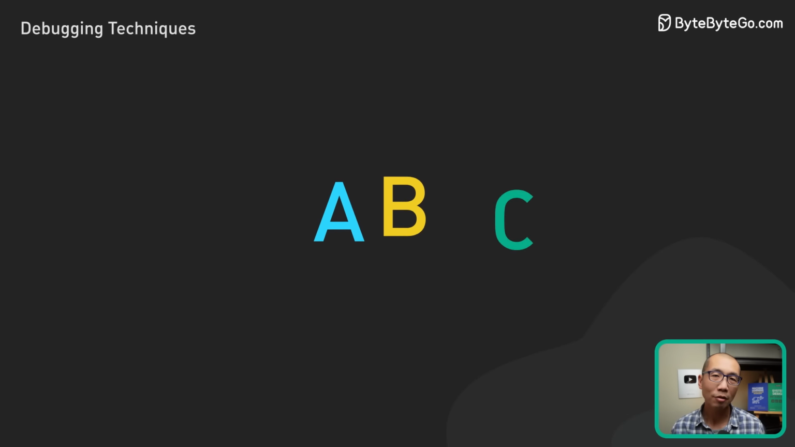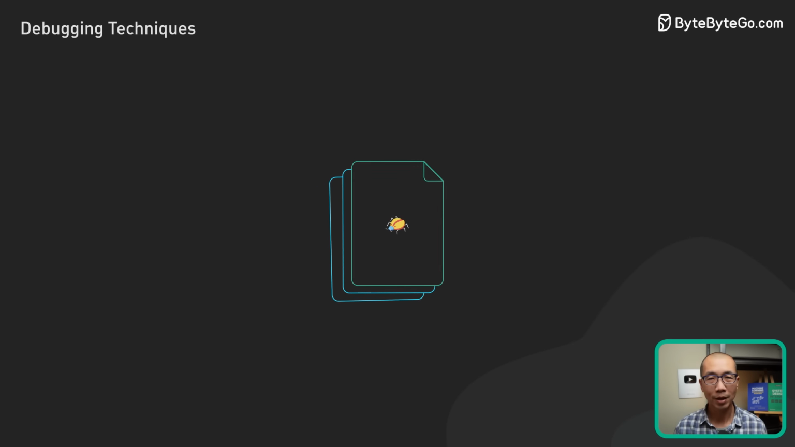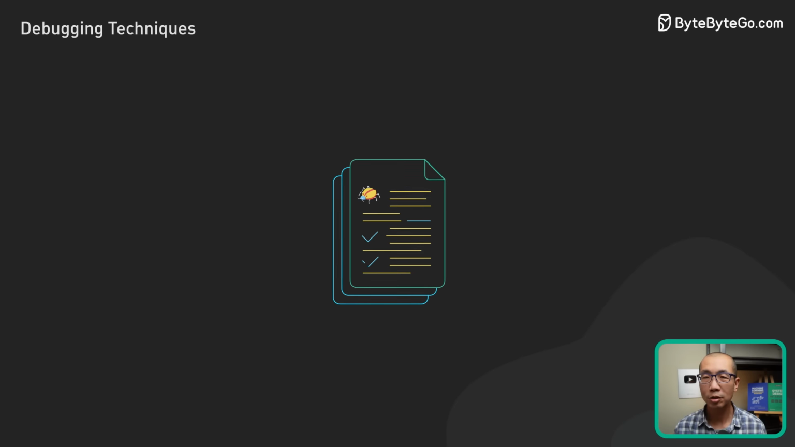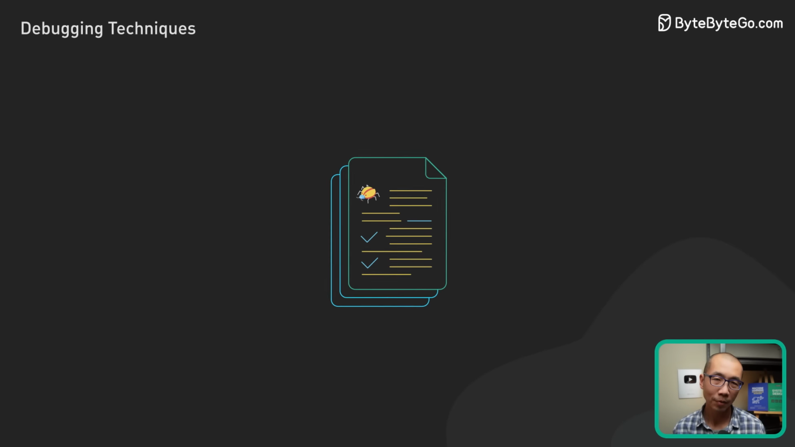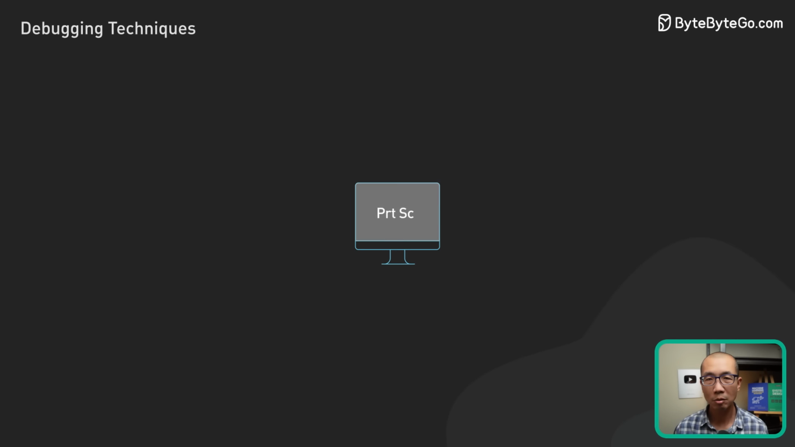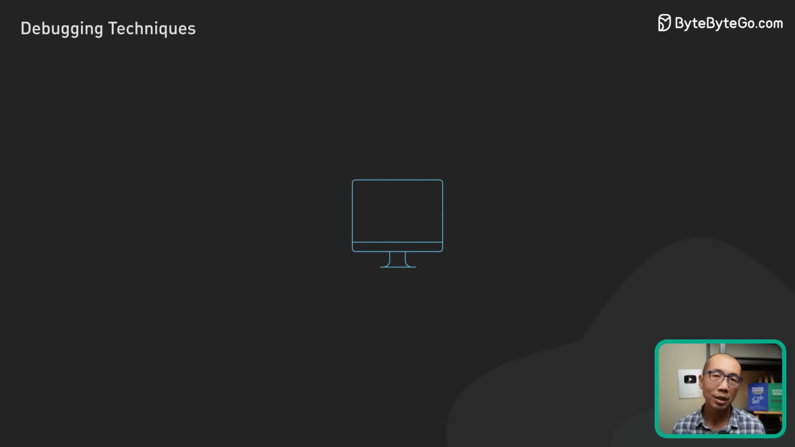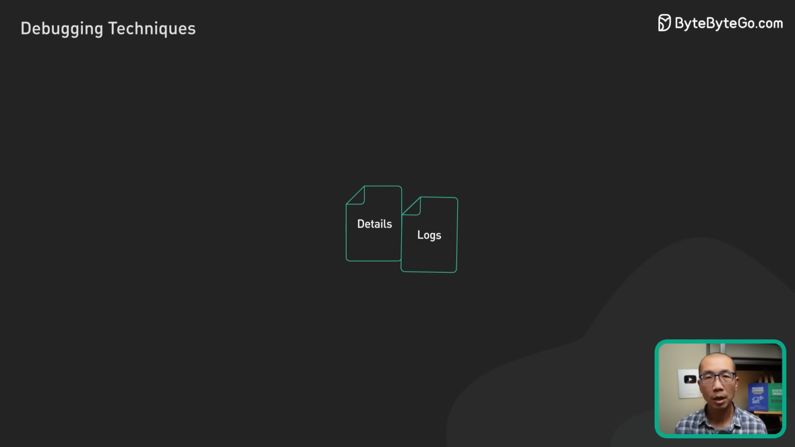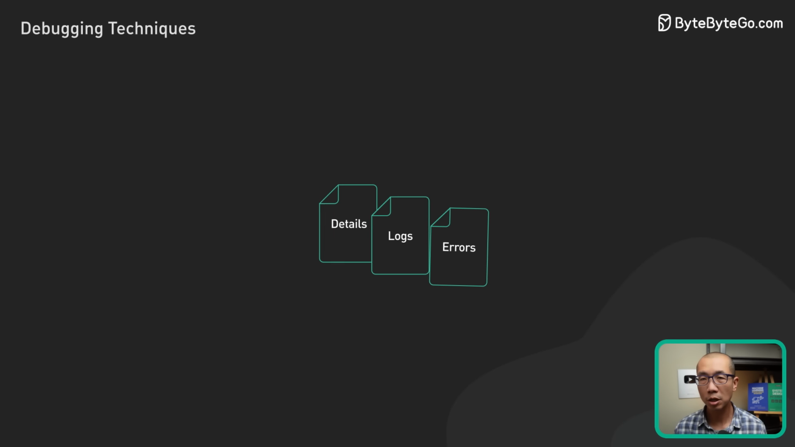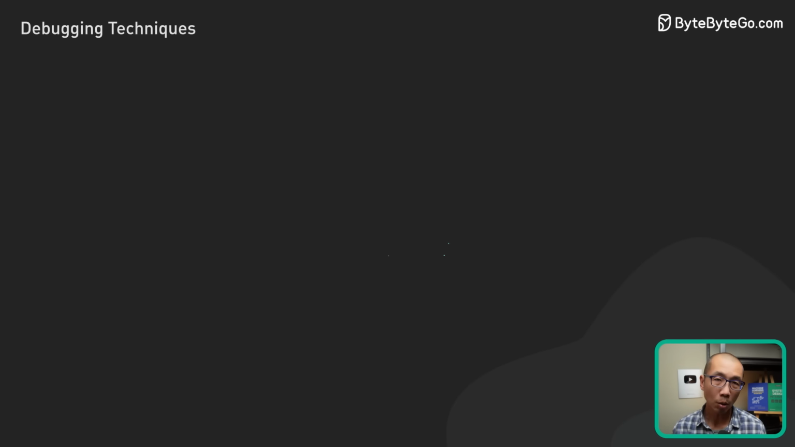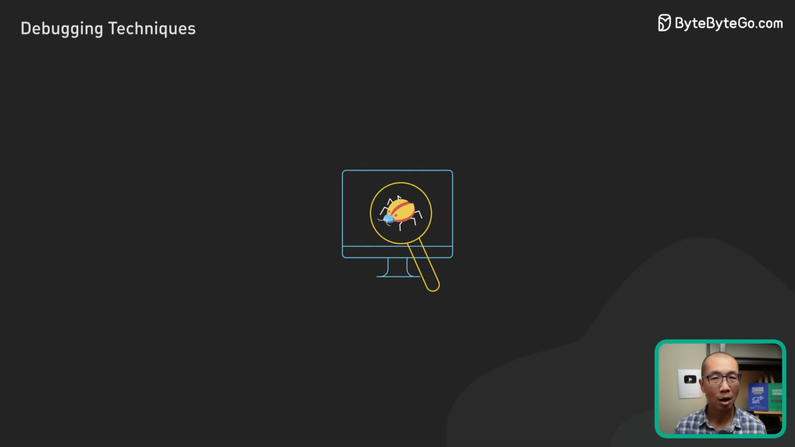Now let's start by covering the basics. When we receive a bug report from a customer, it's important to gather as much information about it as possible. Request a screenshot or a screen recording from the customer if possible. Additionally, collect detailed steps to reproduce the issue and gather all relevant logs, including any error messages associated with the bug. The goal is to obtain as much information as possible to help us reproduce the problem.